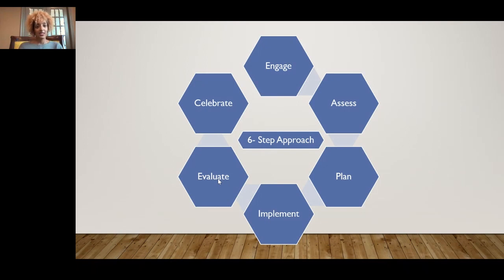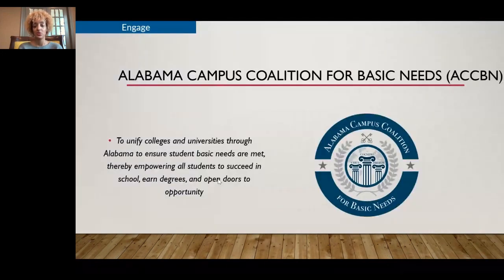The first step being the engage step. In our engage step, we've developed a statewide coalition called the Alabama Campus Coalition for Basic Needs, which we affectionately term ACPN. This coalition was developed so that we could join forces with people in other colleges and other organizations so that we can ensure that the college students in Alabama, that their basic needs are being met so that we can empower them to succeed and go on to transition from college students to young adults.